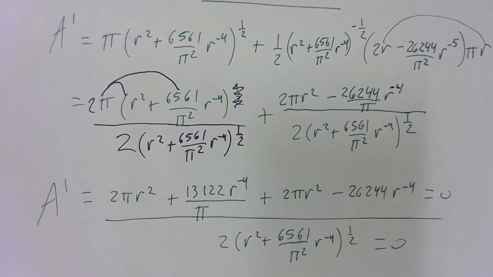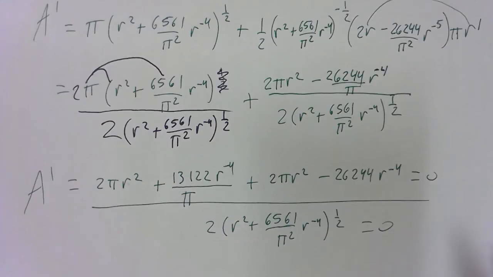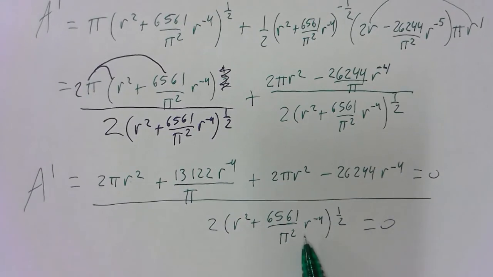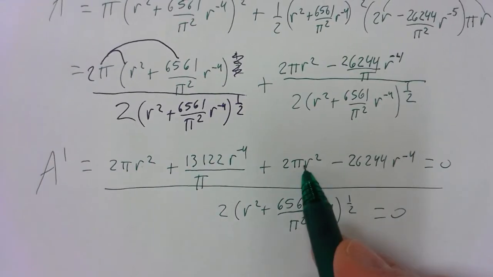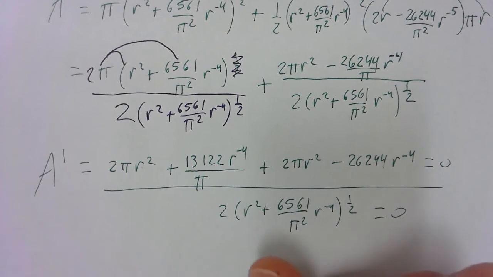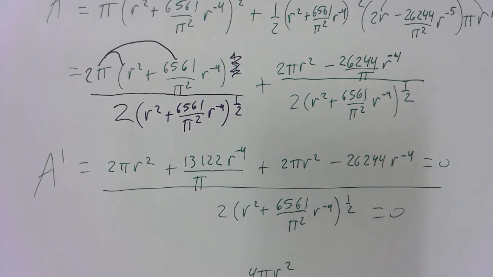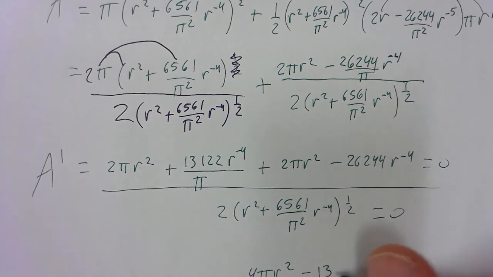critical points. Now, just to speed this up, setting the denominator equal to 0 is not going to create the solution. It'll come from the numerator set equal to 0. So collect our like terms. We got this and this. It'd be 4 pi r squared, and then this and that are half each other, so it's going to be minus 13,122 r to the negative 4th over pi is equal to 0.